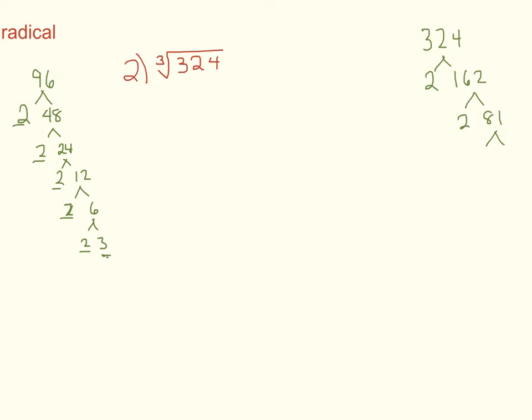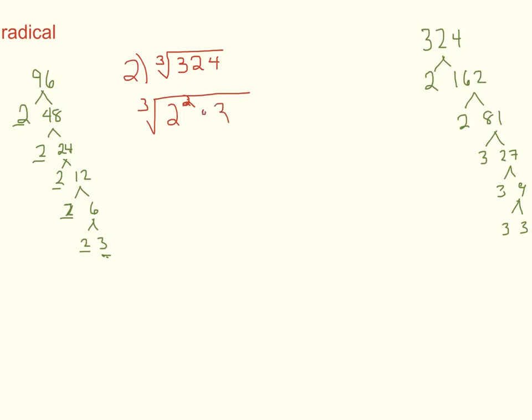81 is not an even number, but I think I can divide that by 3. That's going to give me 3 and 27, which is then going to give me 3 and 9, which finally is going to give me 3 and 3. So for my prime factorization, I'm going to have my big cube root, and now take a look. You see I have 2 2's, so I'm going to have a 2 squared. And then take a look over here. How many 3's do I have? 1, 2, 3, 4. I'm going to have 4 3's.